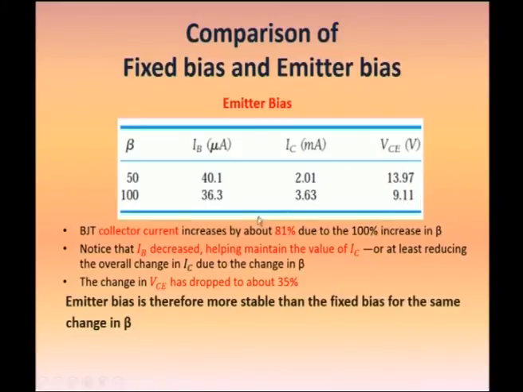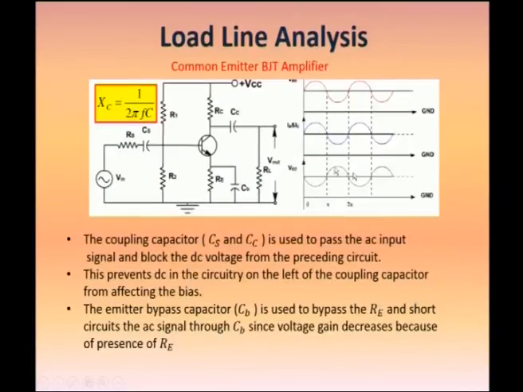So, when you compare these two observations, the emitter bias is more stable than the fixed bias for the same value of beta. And for load line analysis, this is the common emitter configuration here. CS and CC are the coupling capacitors, and this CE is the bypass capacitor. So, the AC current will flow through this capacitor so that it bypasses the resistance RE.